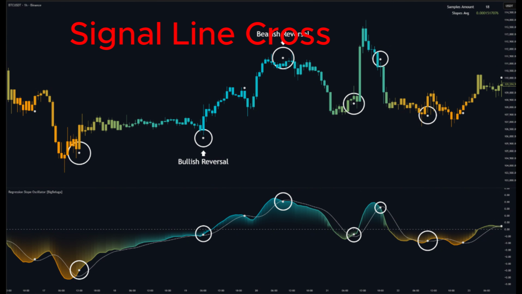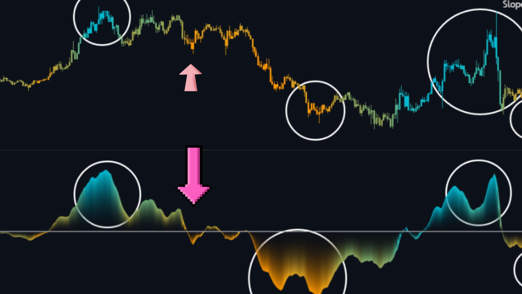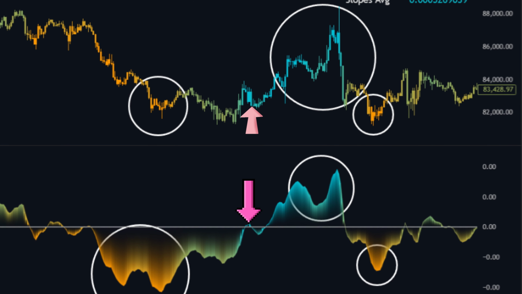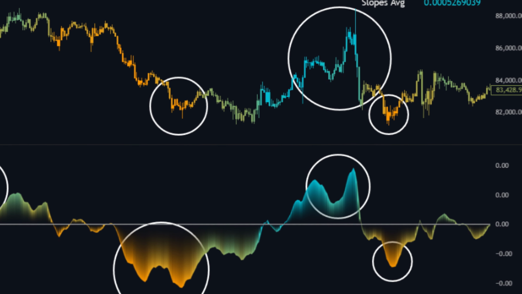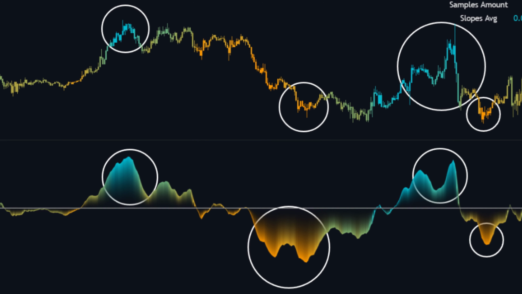To identify a trend shift, you first need to watch the oscillator cross above or below zero. This confirms shifts in regression slope direction. For example, if the oscillator is below zero and orange, the trend is bearish. Once it crosses above zero and turns aqua, the trend is bullish. This is your baseline filter. But for more precise entries, we need to add the signal line.